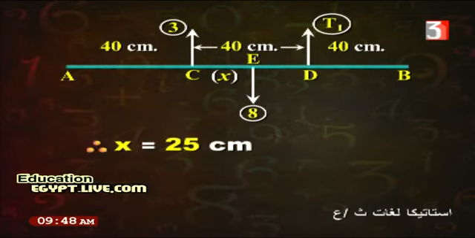Then the value of X is 25, so the weight is at distance 25 from C, or 15 from D. Why? Because CD equals 40 centimeter. Then we find the value of the reaction of support at point D and the value of X.